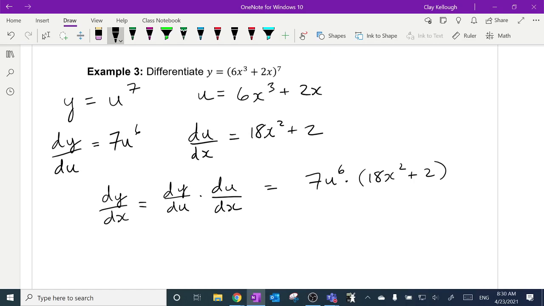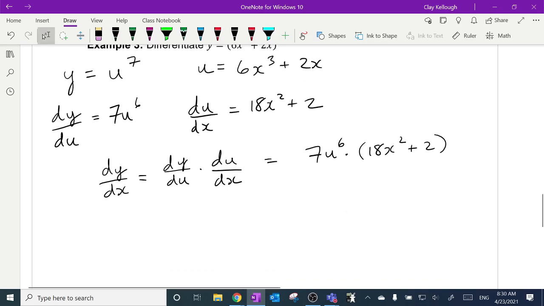Okay, this guy doesn't really have anything I can do to simplify it. So I'm just going to go now and substitute in my u value to get rid of this extra variable, and u is the function inside the brackets.